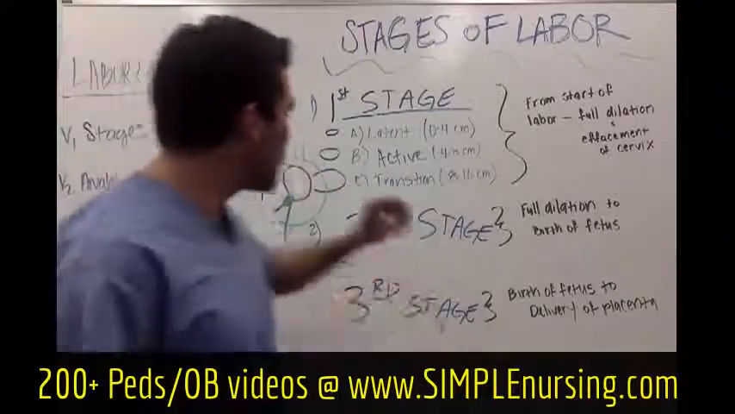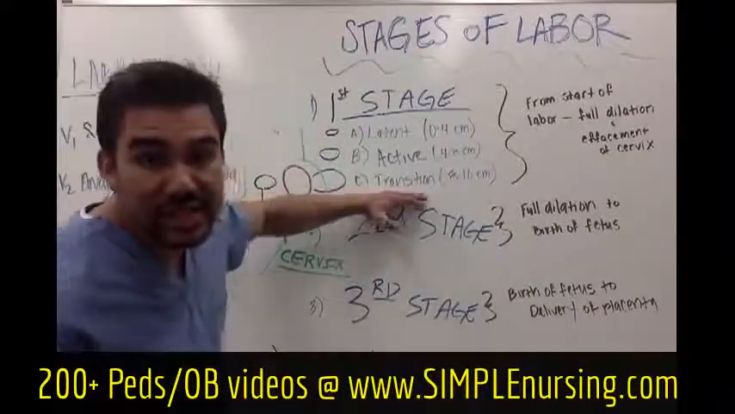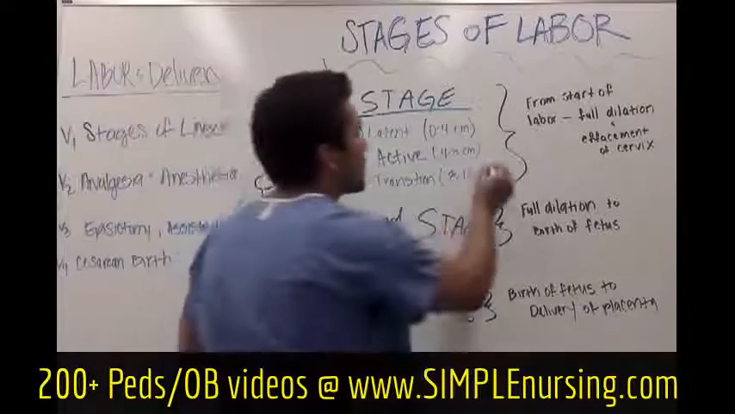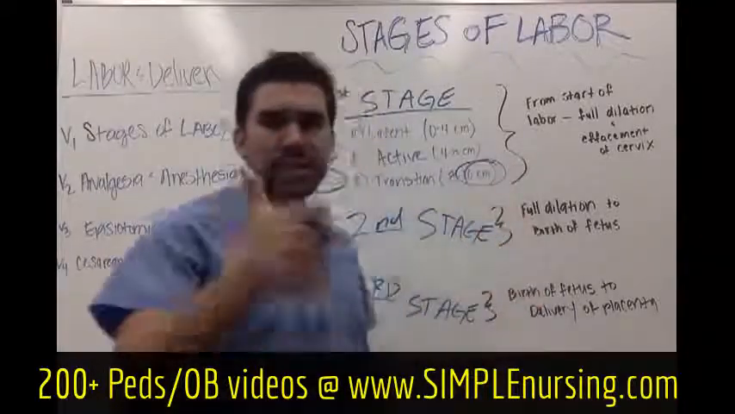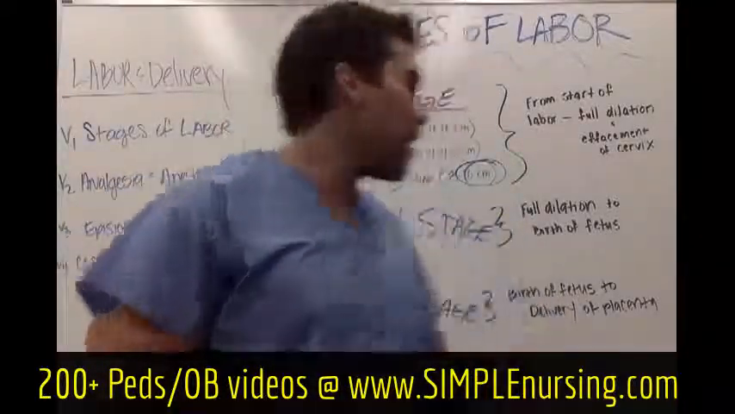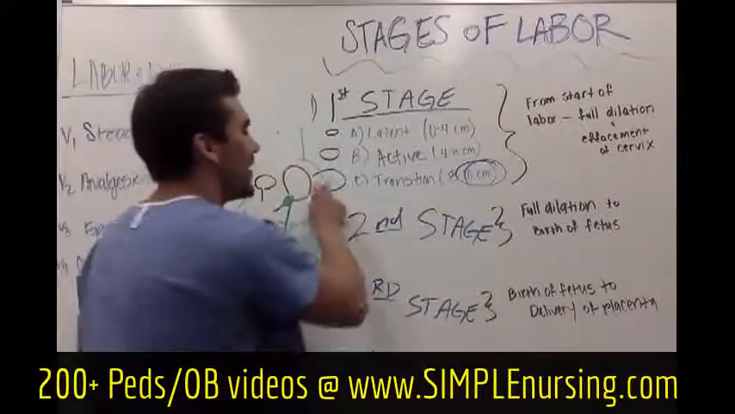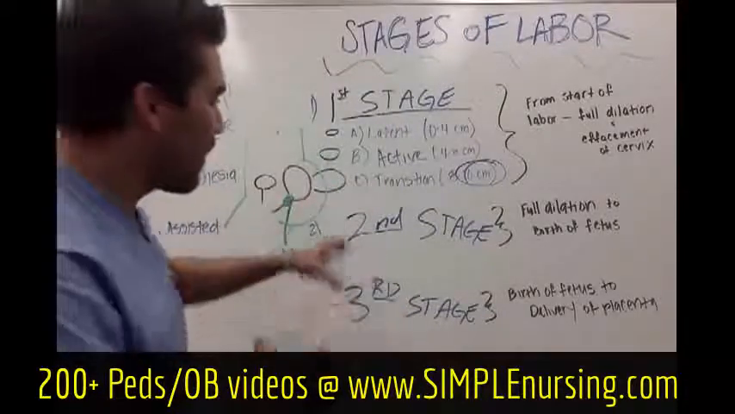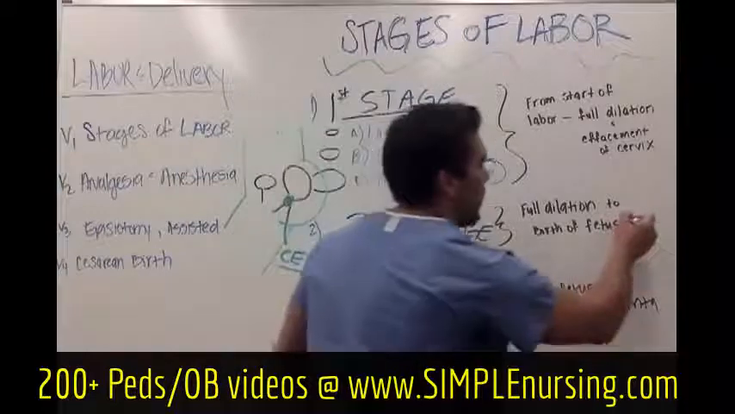So fancy words for we've hit the transition phase in stage 1, we're 10 centimeters. Pitocin did the job, we're gonna make it to that Laker game. And the 10 centimeters, it's fully dilated. And now the fetus is coming out.